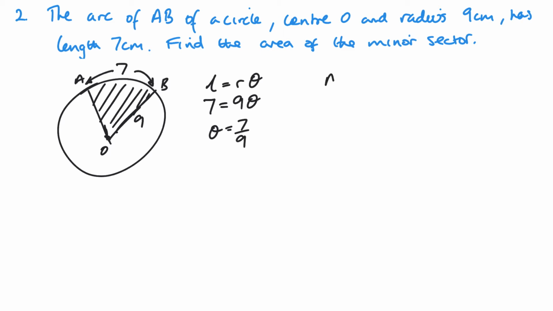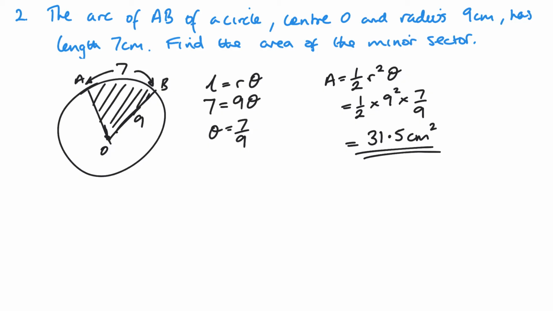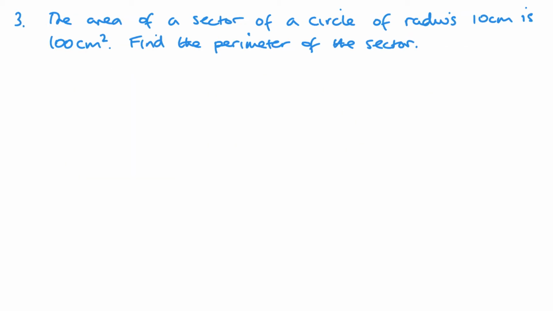Now that I've got that, I can go ahead and find the area of the sector, and that's a half R squared theta. So half times 9 squared times 7 over 9. And we get 31.5 centimeters squared.